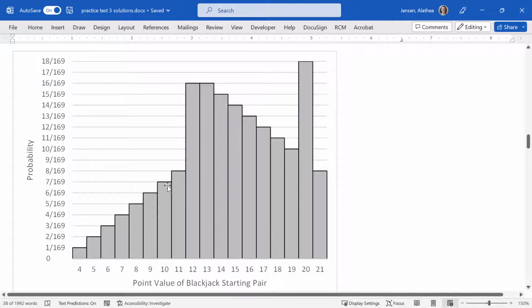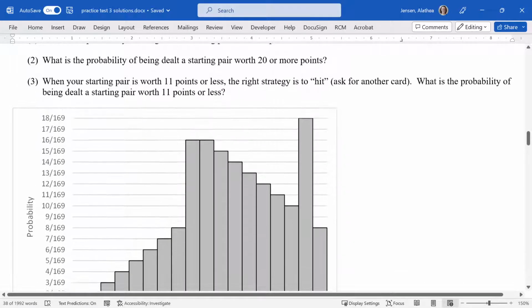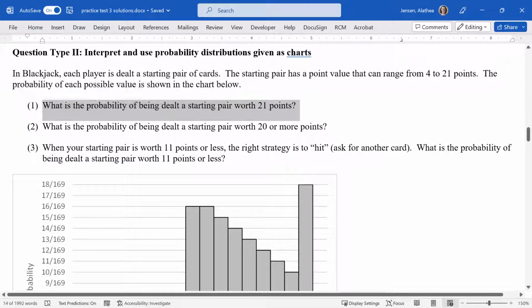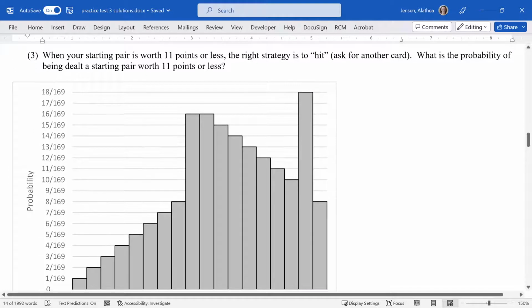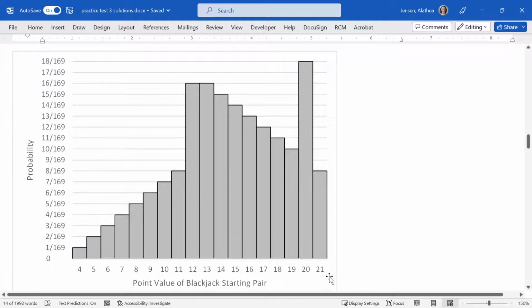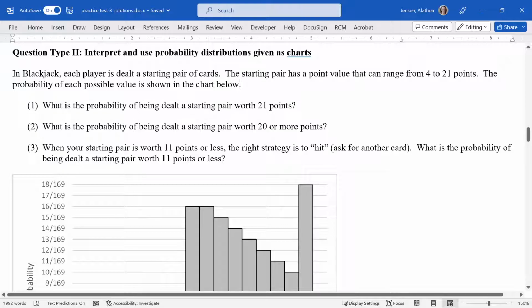That was to make it easier for you to read the heights of these columns, because if I did them as percentages, you couldn't see exactly what they are because they would be rounded off. Okay, so anyway, what is the probability of being dealt a starting pair worth 21 points? This type of question is pretty easy. You just have to look at the column for 21 points. So here's the column for 21 points, and then just read off its height. Its height is its probability. So you're going to follow this line over here. If you can't follow a straight line, then get your pencil out and hold it against the paper. So it looks to me like that's 8 out of 169.